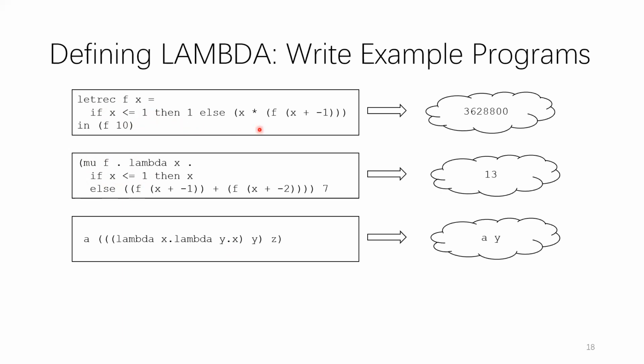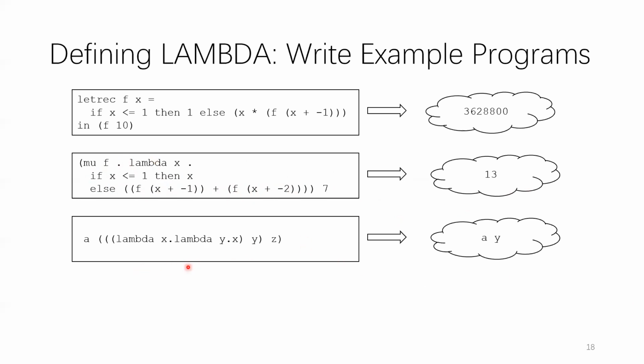It is a factorial function. So it calculates the factorial of 10. So the intended result will be this number. So the second program, we have a mu of lambda and then an if then else statement applied to 7. So if you look carefully, this behavior is, if x is less than 1, then x itself. Otherwise, it's f of x minus 1 plus f of x minus 2. So this defines the Fibonacci function. So f of 7 should be 13.